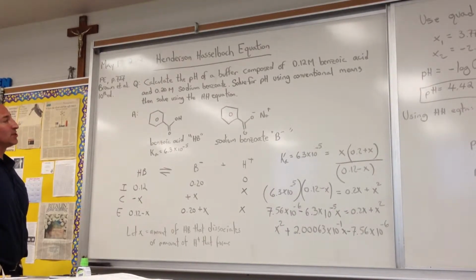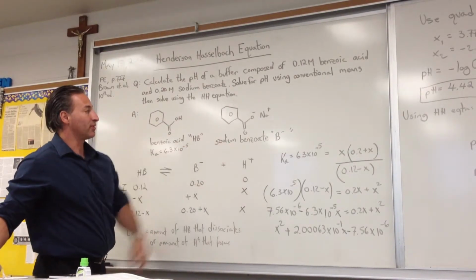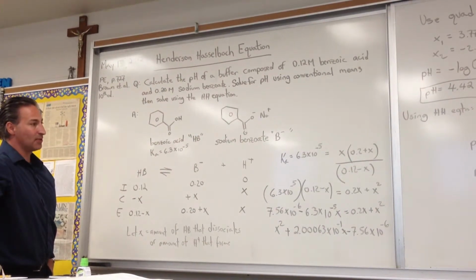molar sodium benzoate. Here's benzoic acid, here's sodium benzoate. Sodium benzoate is used as a food preservative. The Merck Index says its concentration should remain less than 1 part per thousand. It's used in jams and jellies and things like that, bread too.